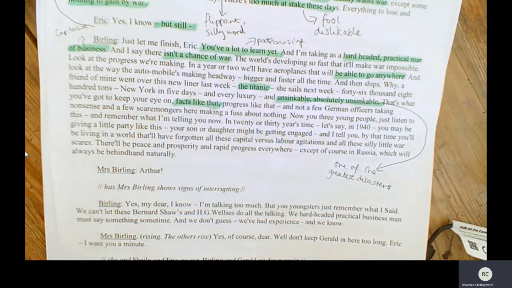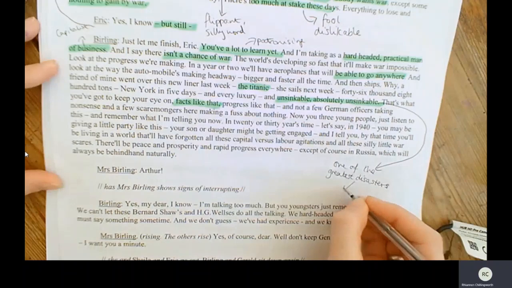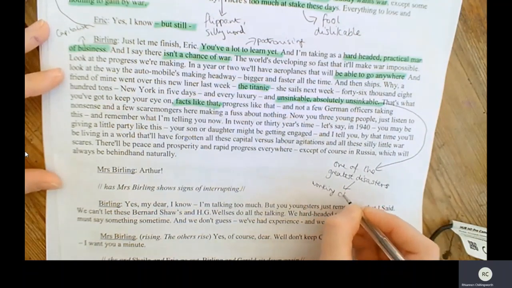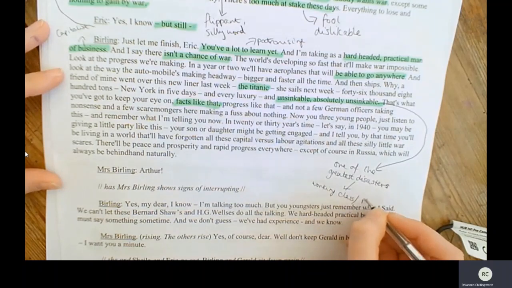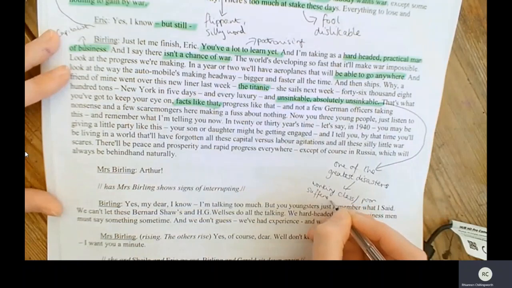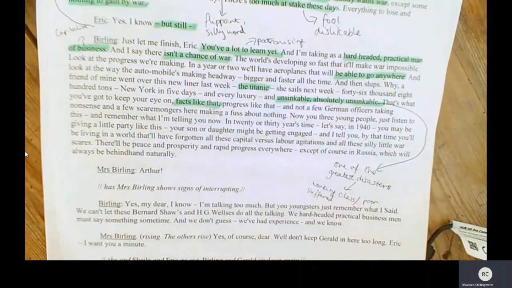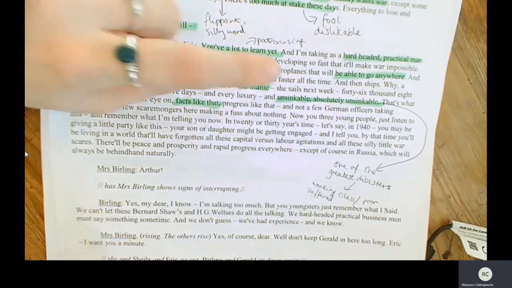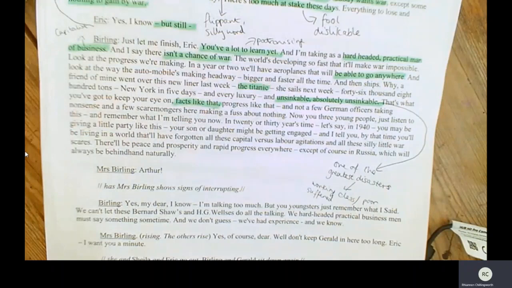So the Titanic was one of the greatest disasters, and who was it that suffered the most? The working class and the poor were the ones who suffered. They were the ones predominantly who died. They were the ones who were trapped downstairs at the bottom of a sinking ship so the rich could get to the lifeboats. So again, Priestley hasn't done this accidentally.